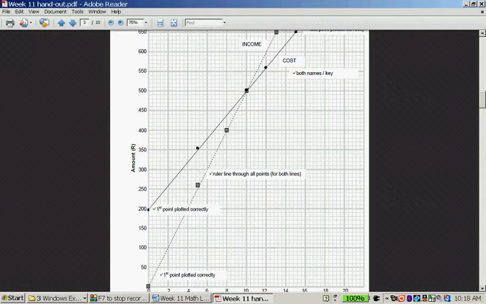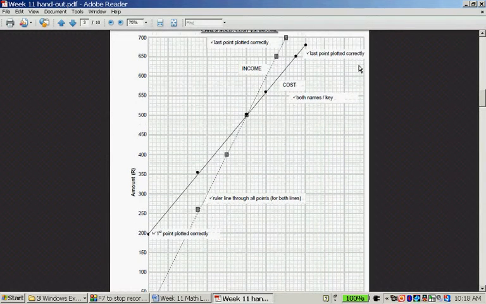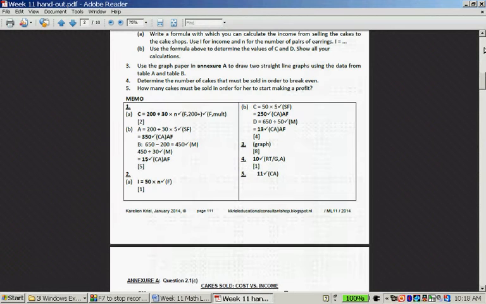We plot that. Okay, and then if you have two points plotted correctly, so let's say 200 and 650, if you connect them with a line, it should more or less go through all the points. Some of these points are not plotted 100% correctly, but at least you can see that there is a trend. So you'll get a mark for the first point plotted correctly, and you get a mark for both names with the correct line. So this is cost and that is income, and you get a mark for the last point plotted correctly.